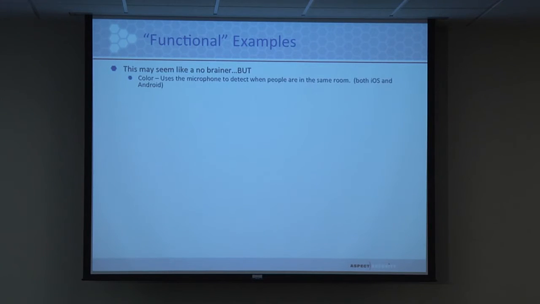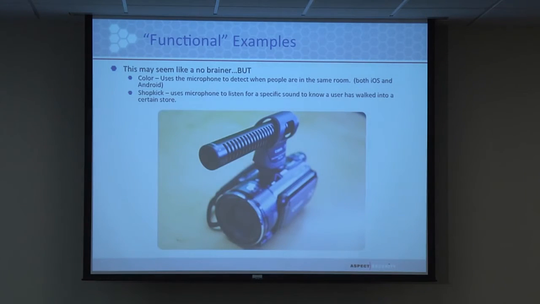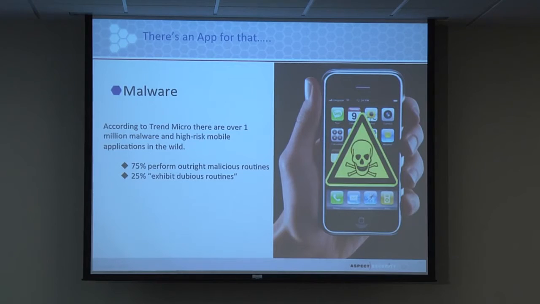What about things like Color? Color uses the microphone to detect when people are in the same room. Is that a big deal? What about apps that use the microphone to listen in on conversations? Same sort of issue, right? How about ShopKick? ShopKick uses the microphone to listen for a high-pitched sound when you walk into a store, and it prompts you with coupons and deals for that store. Again, something to think about when you're trying to restrict apps that your users are downloading and installing.